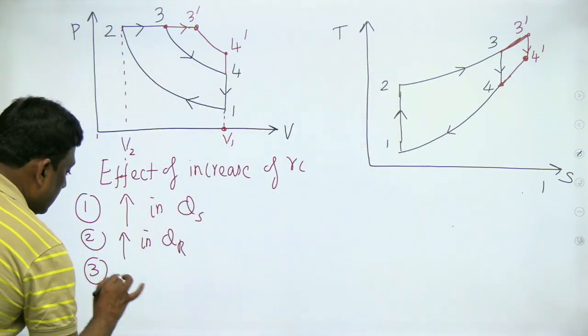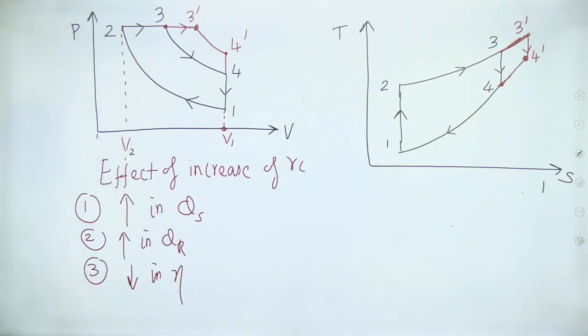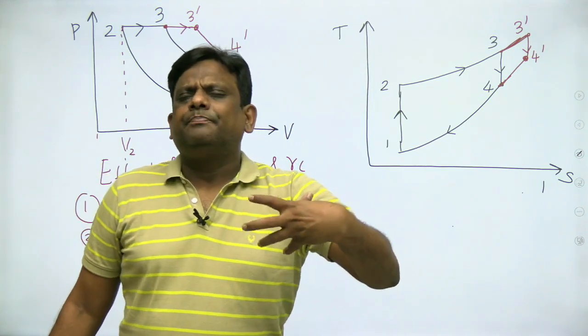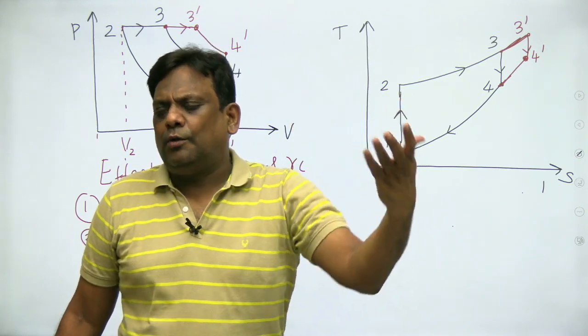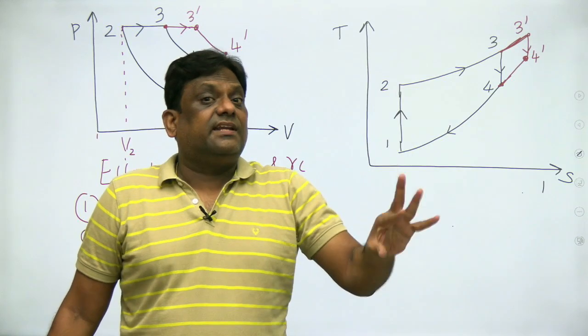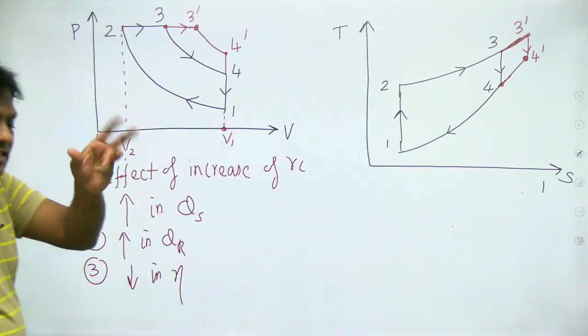Third, decrease in efficiency. Already I explained why there is a decrease in efficiency, because the heat rejection is dominating, because heat is rejected at constant volume. So as the slope is more, the area under it will be more, means the rejection area is more compared to the supply area. Wonderful. Means increase, I am talking.